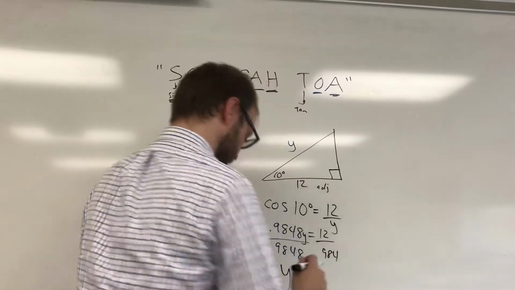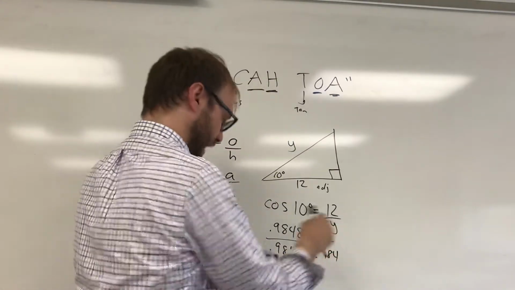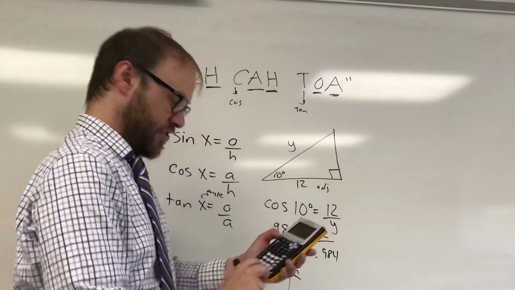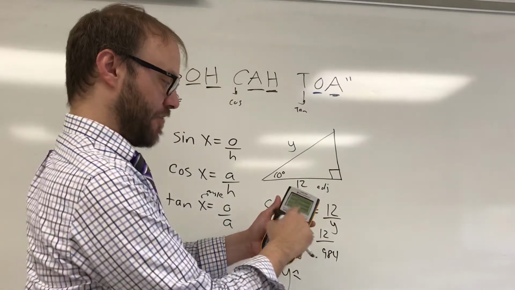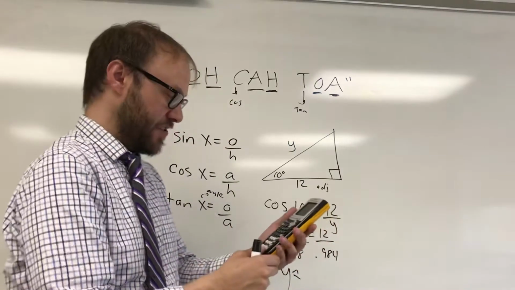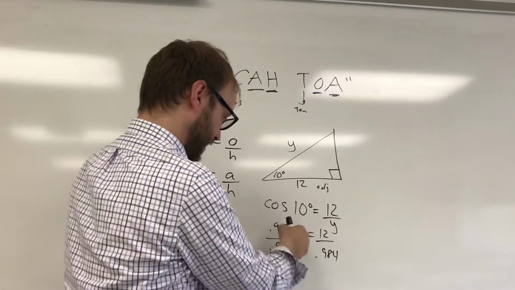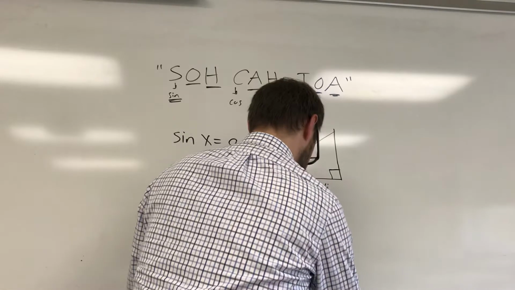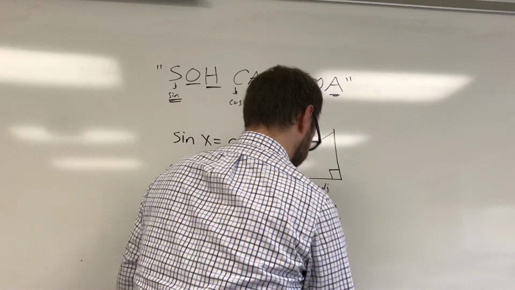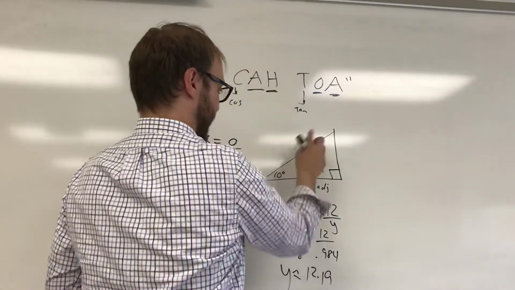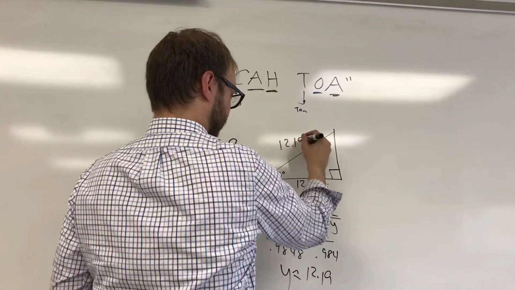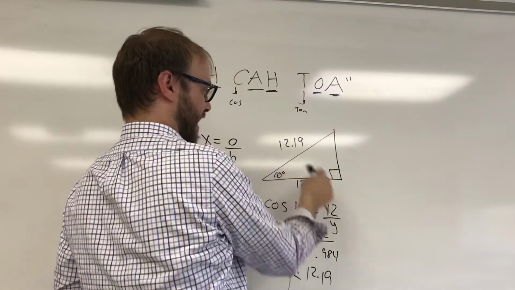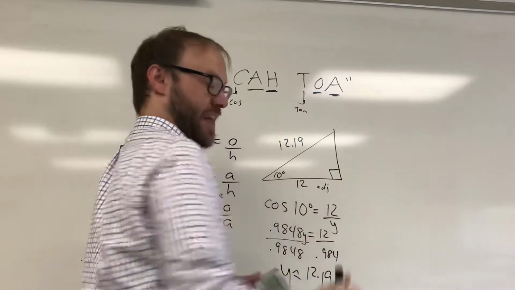So y is going to be approximately, and by the way, I'm going to do 12 divided by, I'm going to use the answer button on my calculator to keep that full decimal that I got from the previous answer there, because it actually goes past 4 decimal places. And anyway, I'm going to get about 12.19 units here, and that should make sense. It's the hypotenuse. It should be a little bit longer than that side, but that 10-degree angle is so small. This is going to be very close to that, and it makes sense.